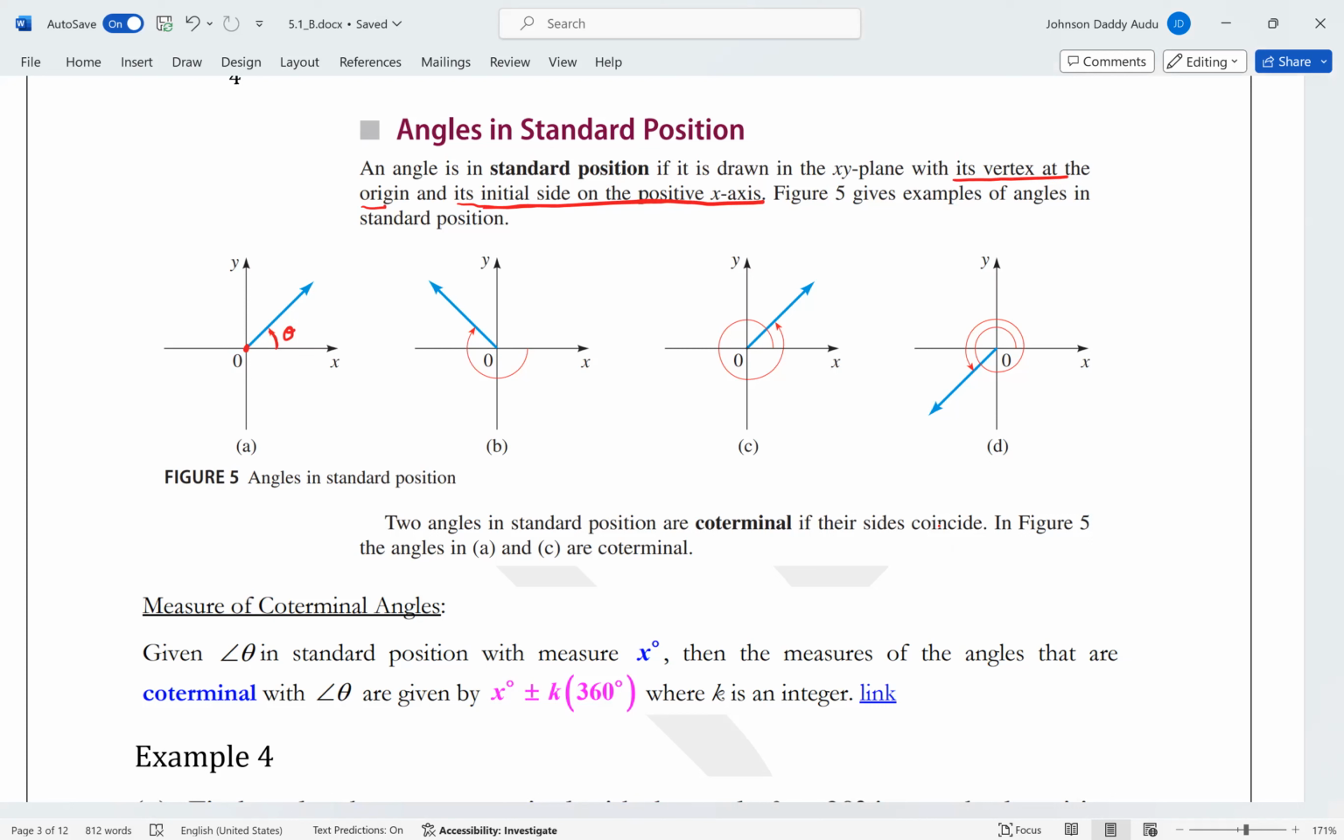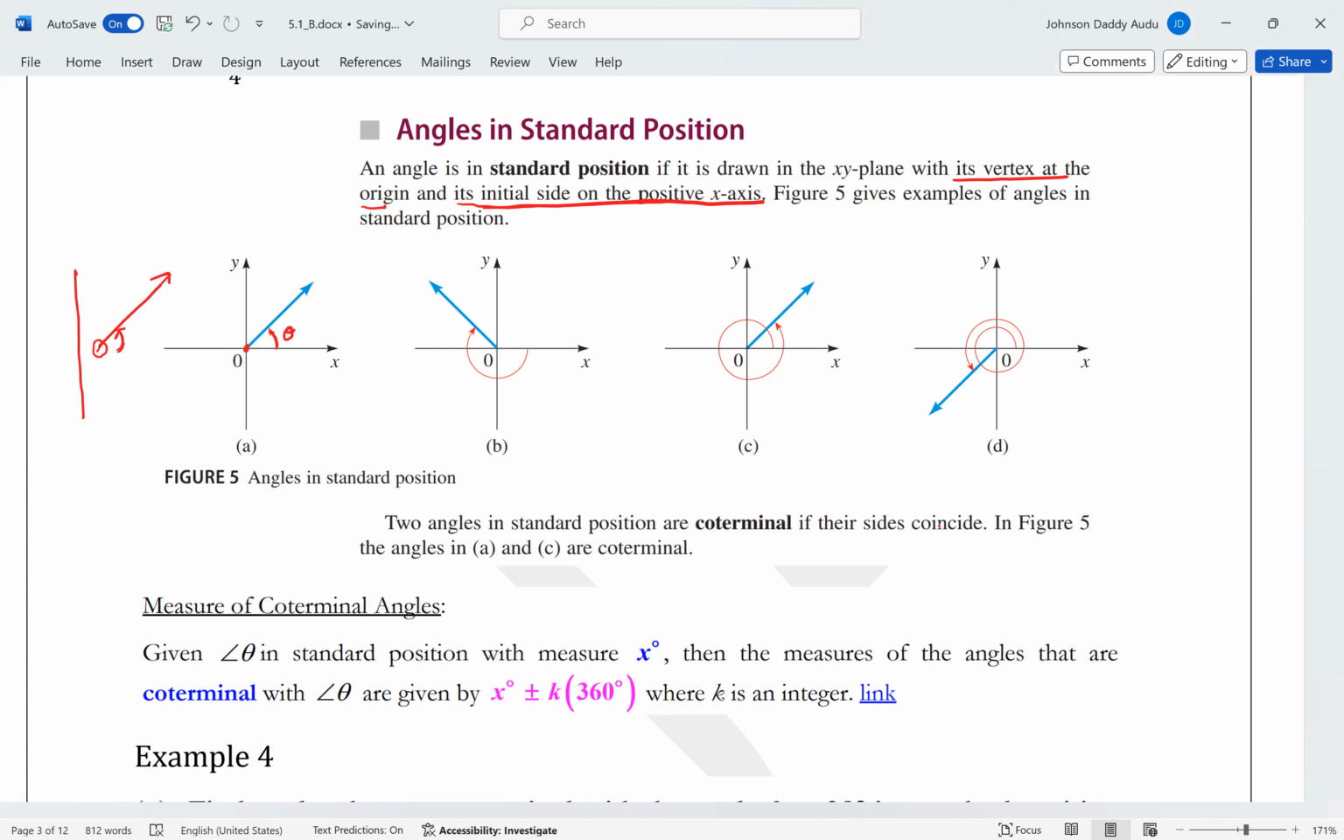So let me quickly give us an angle which is not in standard position. For example, if I have this, and let's say I call it alpha. So alpha, you see, in this case, is not in standard position. Why? Though it starts from the positive x-axis, because this is the initial side and this is the terminal side, the vertex is not at the origin, so this is not in standard position.